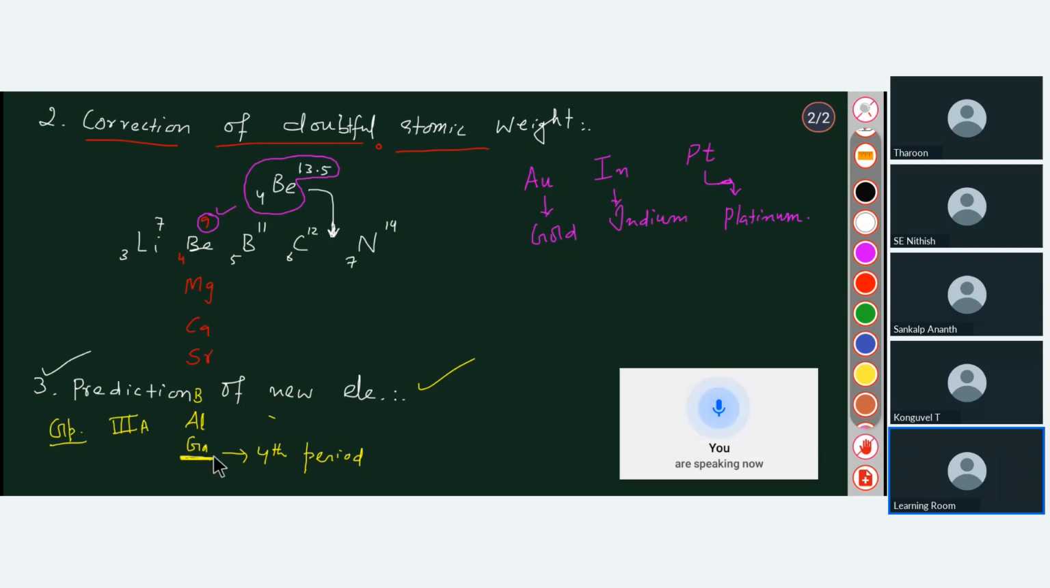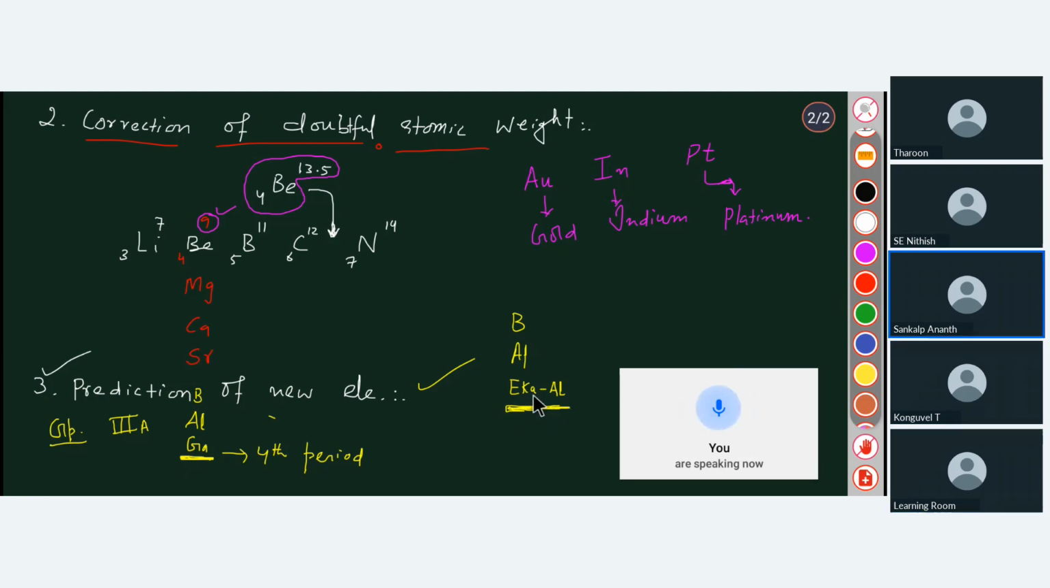That group was known as 4A. Can you tell me what name Mendeleev gave for this gallium? He called it Eka aluminum. So what do you mean by Eka aluminum? Eka means which will actually come after aluminum. Are you getting it? Eka, nice name. It is simply Eka aluminum.